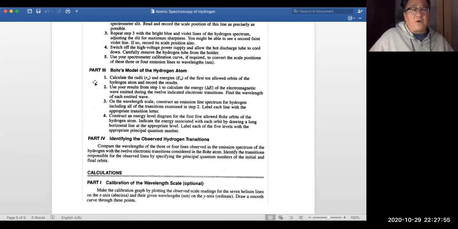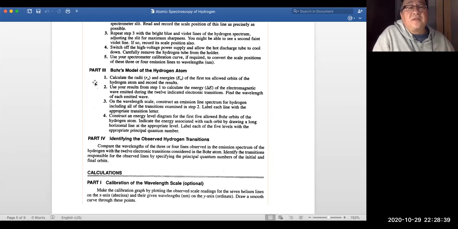So we have 4 parts here. 1, calculate the radii and energies of the first 10 allowed orbits of the hydrogen atom and record the results. So this is actually part of your lab, but we're going to amend that. So when we have part 3, we're going to say the following for number 1, calculate the first 7. Okay. Calculate the first 7 radii. And then number 2, use the results from step 1 to calculate the change in energy.